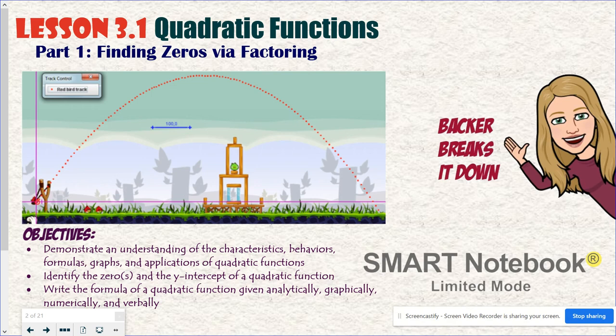In this episode, we are going to take a look at quadratic functions with a focus on finding the zeros of a quadratic function by factoring and using the zero product property. Okay, so zeros of a quadratic function, those would be what we also know as the x-intercepts. And one way you can find zeros is by factoring. So let's check that out.